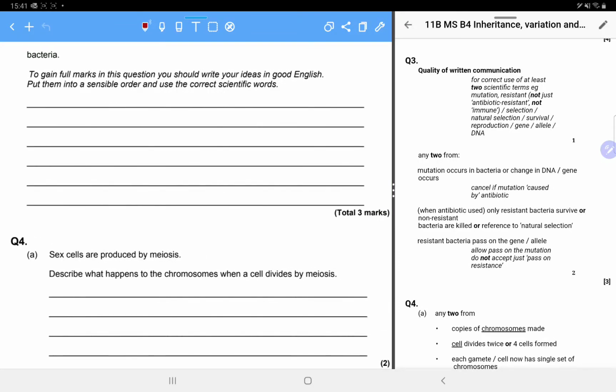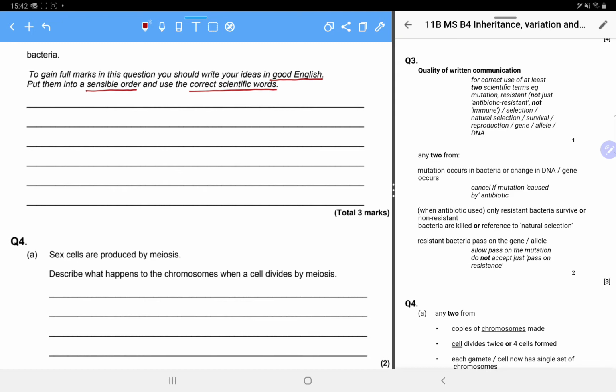And in this, it says to gain 4 marks in this question, you should write your ideas in good English, put them into a sensible order, and use the correct scientific words. So when we're thinking about this, we're thinking about good English, so we're not using bullet points, sensible order, and correct scientific words. So in our answer, we need to make sure that we have got keywords in this that would hit marks, okay, in a sensible order.